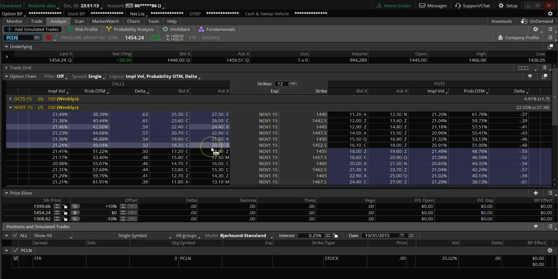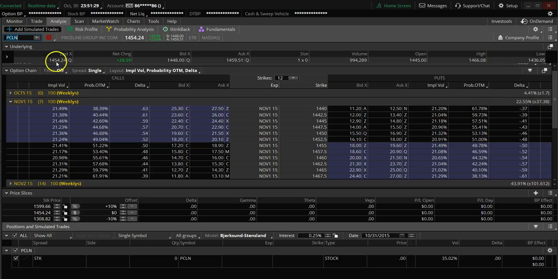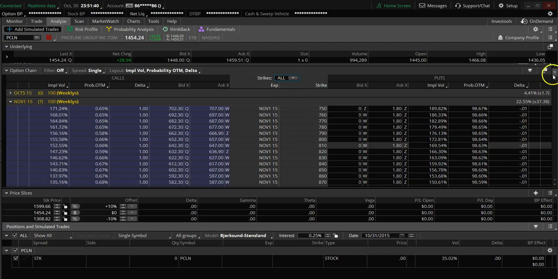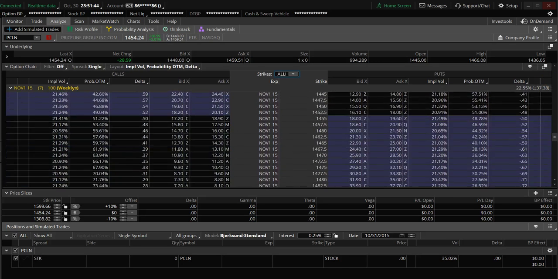But if I want to do a butterfly on it, and I think the stock, look at how they maxed the move out right here at 37 points, $37. So $37 plus $1,454 puts us somewhere around $1,490. So if I wanted to go out to $1,490, let's open this up and let's get all the strikes out here. So let's go to $1,490.